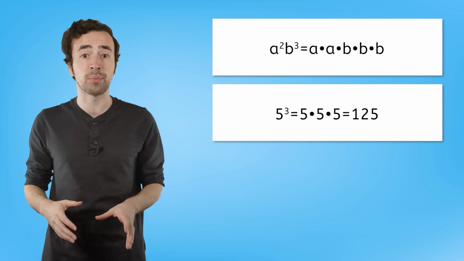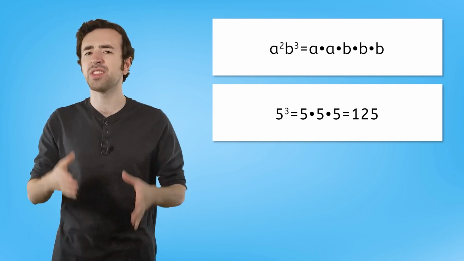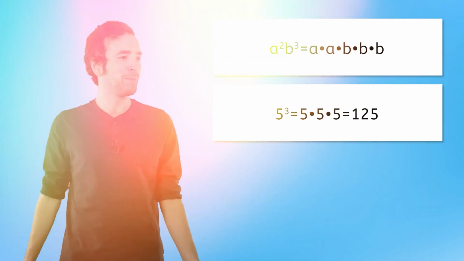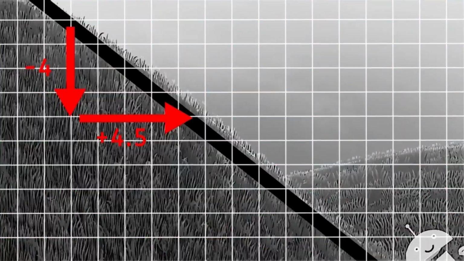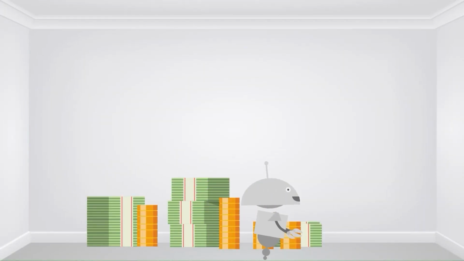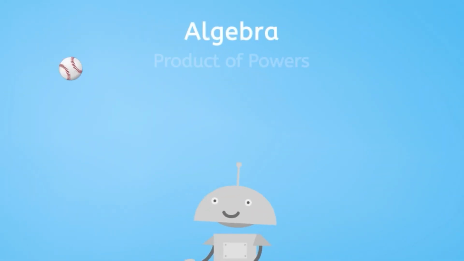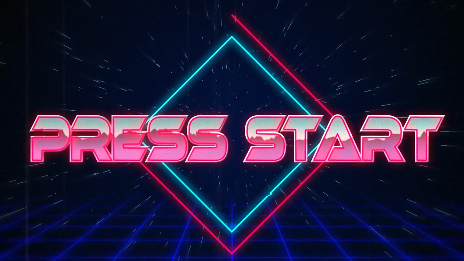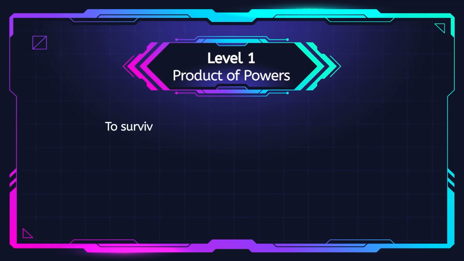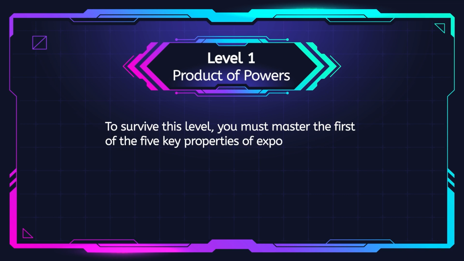But now that we've got a handle on the basics, I feel confident that we're ready to start playing the real deal. So what are we waiting for? Let's power it up! To survive this level, you must master the first of the 5 key properties of exponents, the product of powers property.